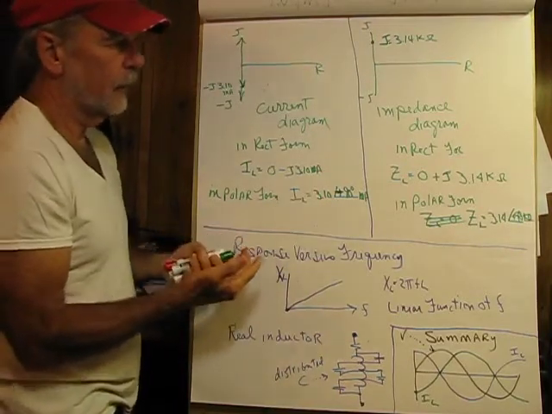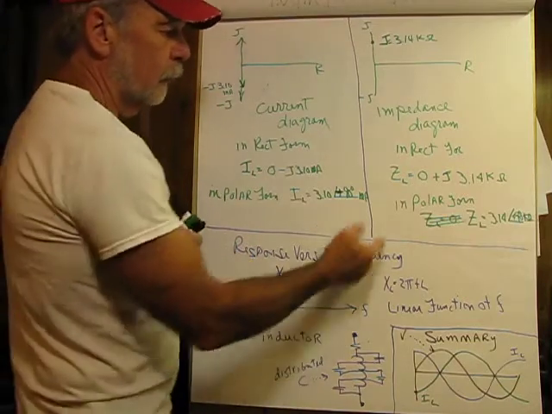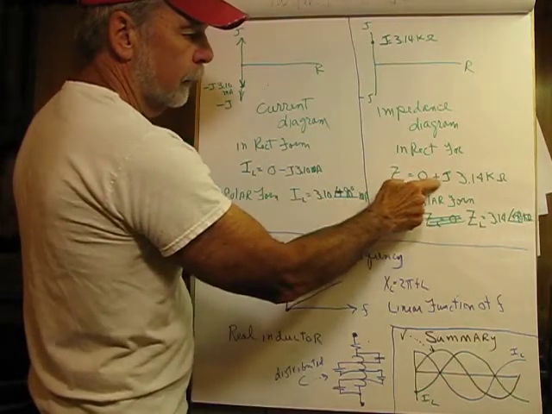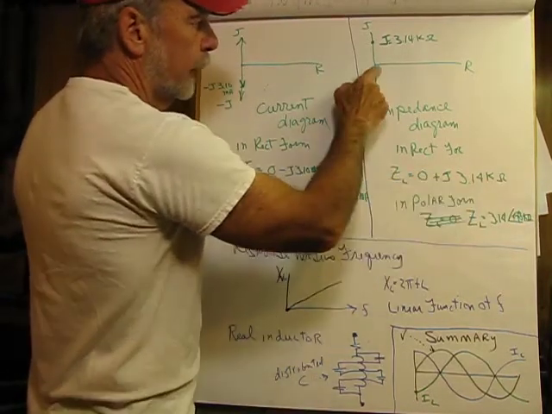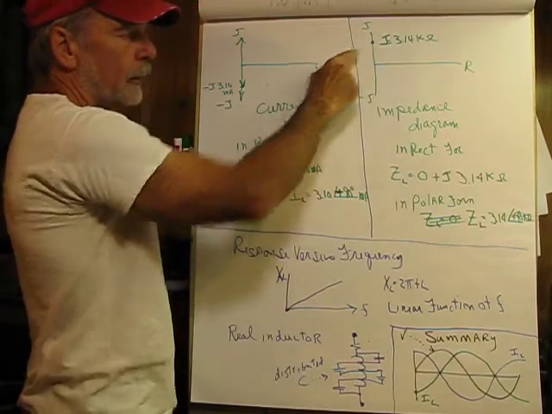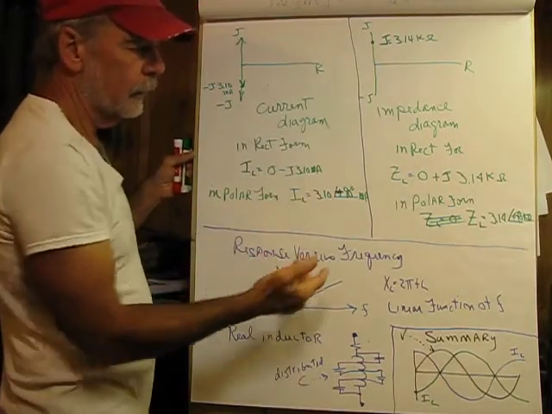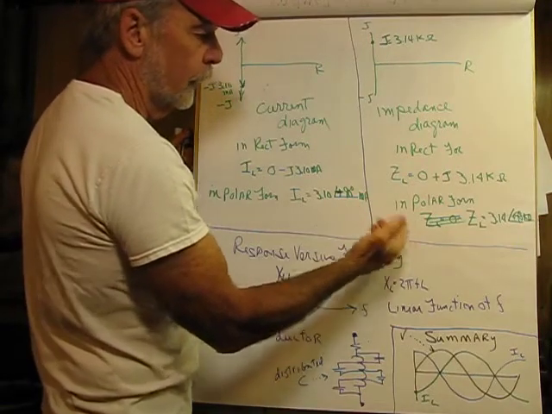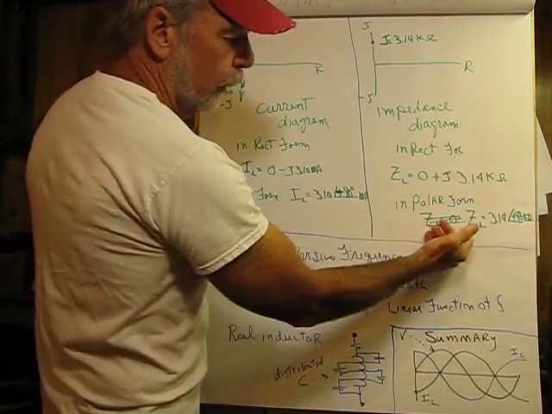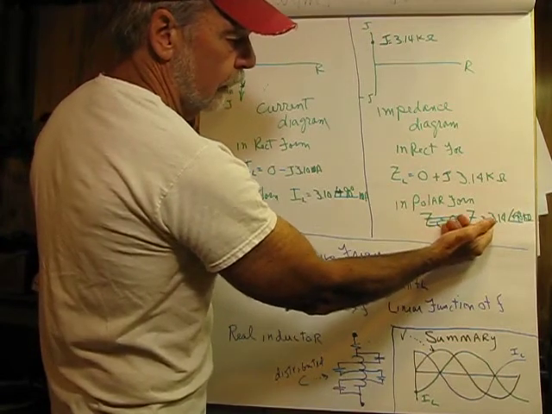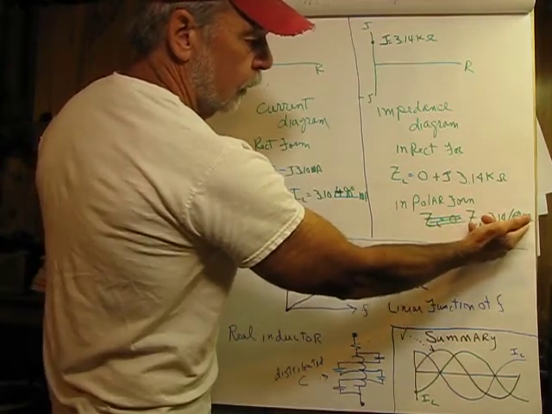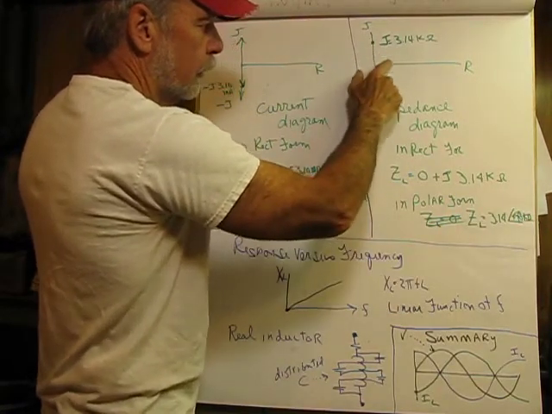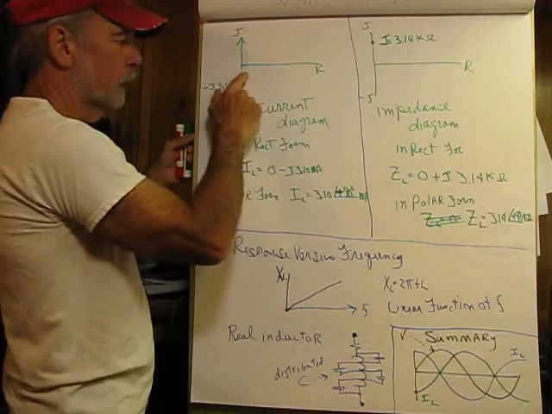Now for the impedance diagram, in rectangular form, since there's no R in the circuit, it would be 0 plus J 3.14K. So I put a dot up there on the plus J axis. In polar form, again, there's no resistance in the circuit, so we would have the impedance Z sub L equals 3.14, and that's kiloohms, at plus 90 degrees. And 90 degrees sits right in there.